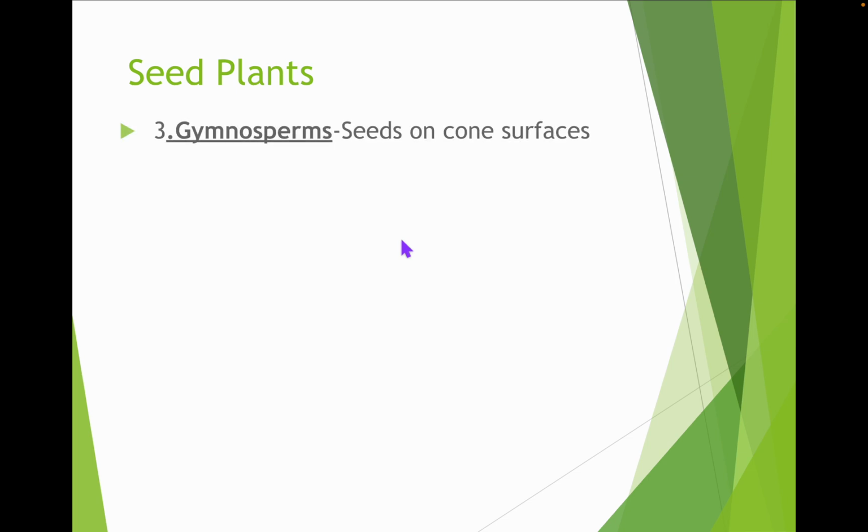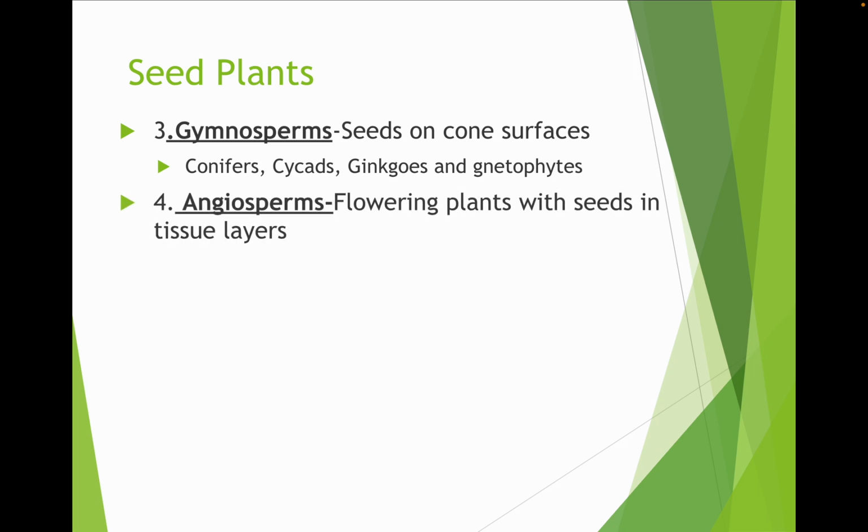So let's talk about seed plants. So we have gymnosperms. This is our third group. They were the next to evolve. They have seeds on cone surfaces. Okay, conifers, ginkgos, and gnetophytes. Then we have angiosperms, again, pine trees. Angiosperms, which are our flowering plants with seeds in the tissue layer.